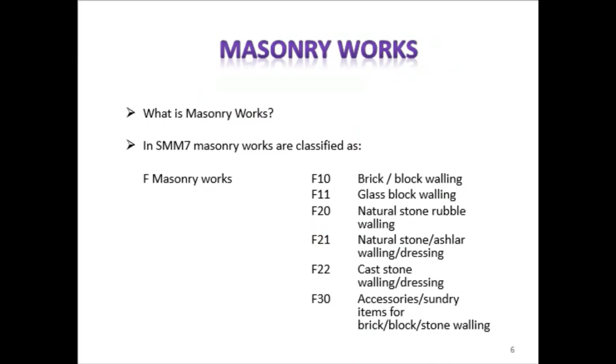So what is masonry? If you check your SMM7, you will find that it falls under category F. It can be F10, F11. If F10, it should be under brick or block walling. If you have a glass block walling, you go for F11, or you have another different type of wall, you use F20 and so on. And you should know by now what is the unit of measurement for wall. It is used for measuring most of the masonry work, and it is actually meter square.